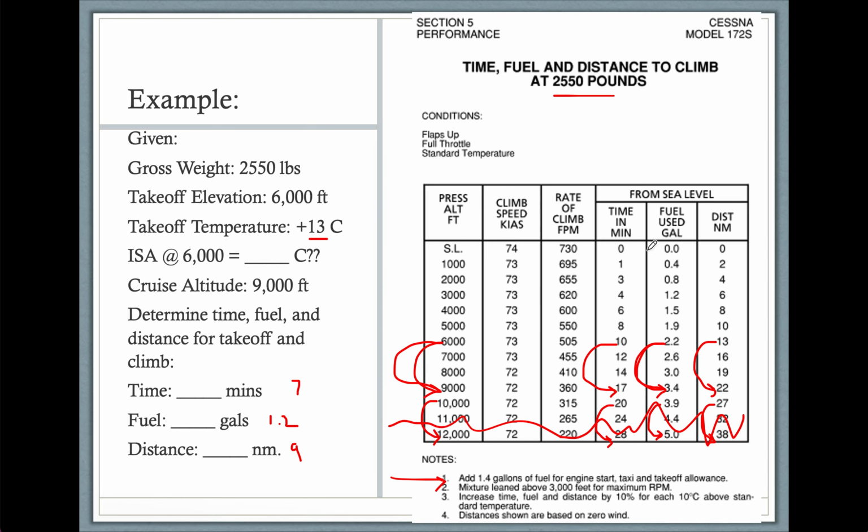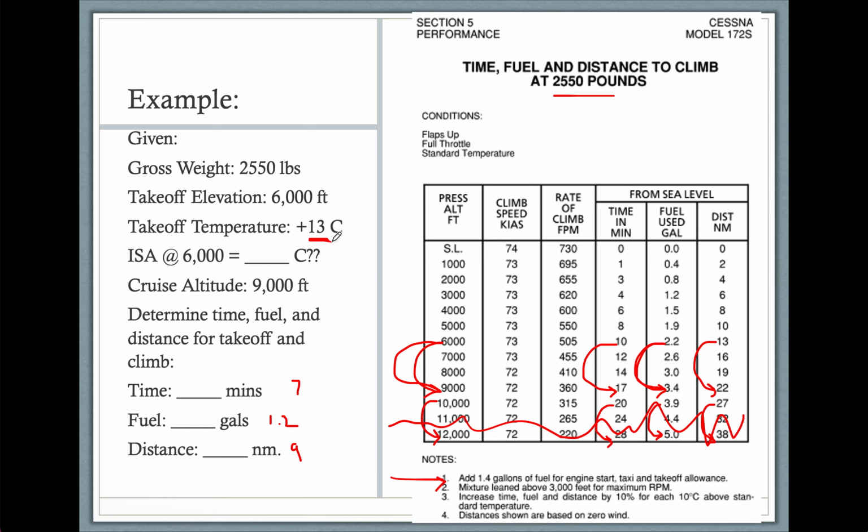They can't just include it on here willy-nilly, because what if you were cruising at 10,000 feet and then you wanted to climb to 12,000 feet? If they included the 1.4 gallons on the chart, then you would not burn that because you've already taxied and taken off. So that's why that's not included in the chart. You have to add it for the takeoff elevation fuel there. And then for each 10 degrees Celsius above standard temperature, you have to increase your time, fuel, and your distance by 10%. So that's why I give you this.